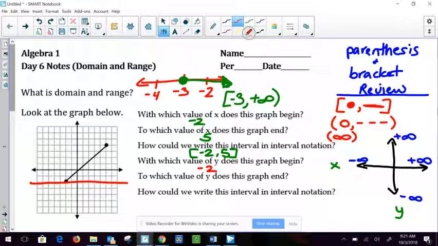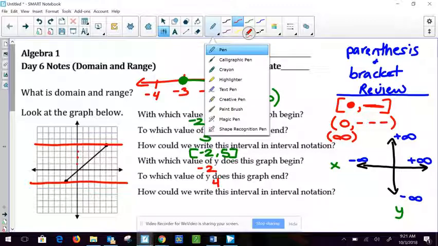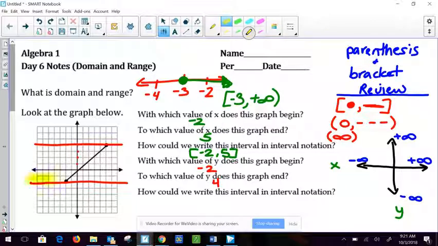Now, where does the top part of my graph go? Right here. And if we count our lines, that's 1, 2, 3, 4. It goes up to the 4. That's where my graph ends. So again, if I do my highlighting here to show where I'm looking on the y-axis, all of these values here are included. So it goes from the -2 all the way up to the 4 with solid dots. So they both get brackets.